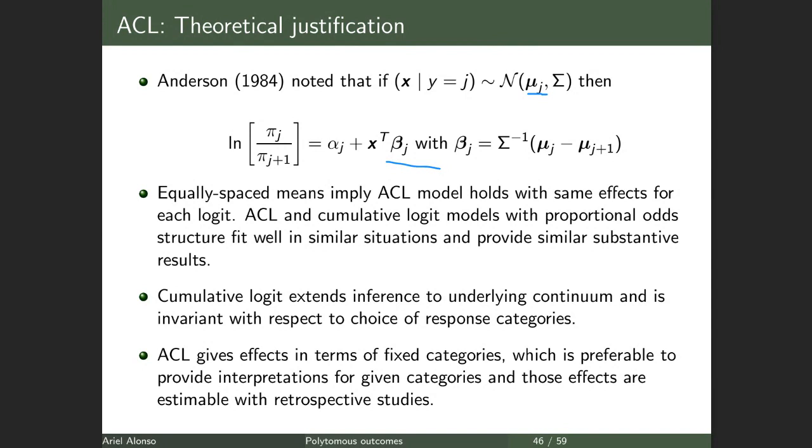You can also calculate this R square coefficient of determination of the latent level, this gamma coefficient of the latent level. So it allows you to do this kind of nice analysis, whereas the ACL will not allow you to do that. On the other hand, the ACL will be valid if you have a case control study, whereas the cumulative logit model will not be valid in that case. So it depends on what you want to do.